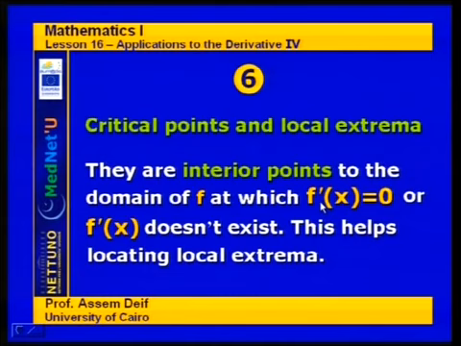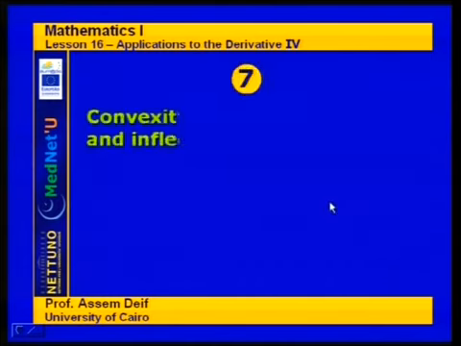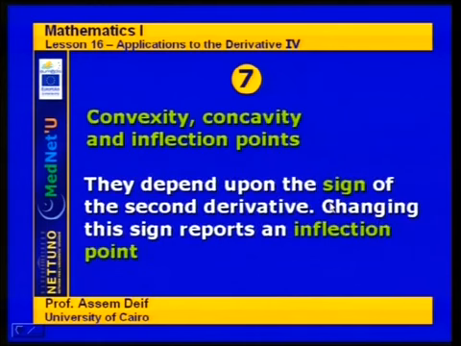But again, you have to check the sign of the derivative, as we said before, before and after this critical point. And then your convexity. If the double derivative changes sign around a point where f double prime is 0 or doesn't exist, then this is an inflection point, and it separates two regions of convexity and concavity.